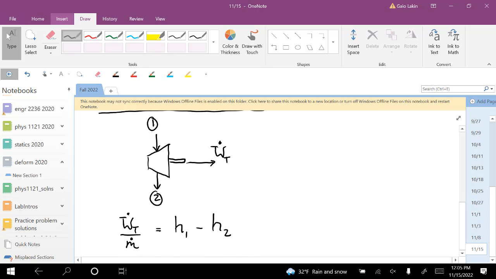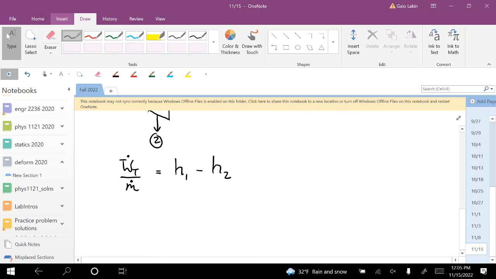Oh, one quick question. I'm going to give you all these relationships for the work rates and the heat rates. What equation do these all come from? How did we derive all these? That was the control volume. First law and control volumes. Yep, all these come from first law for control volumes.